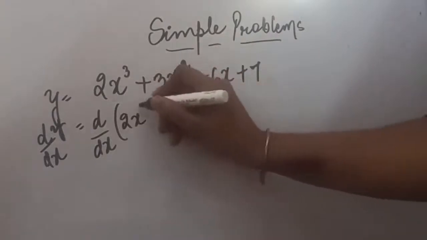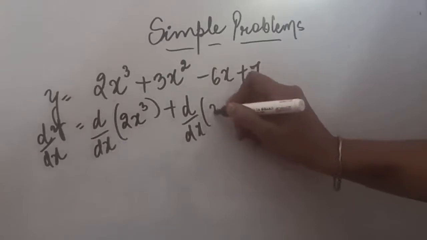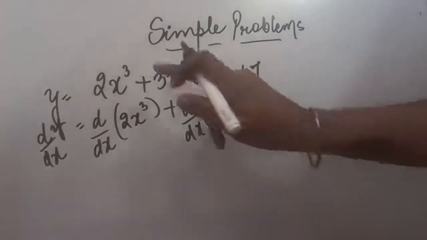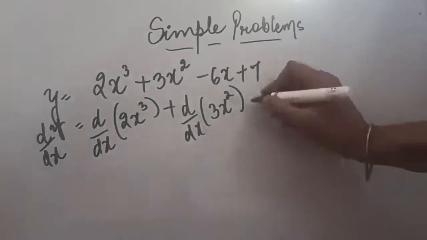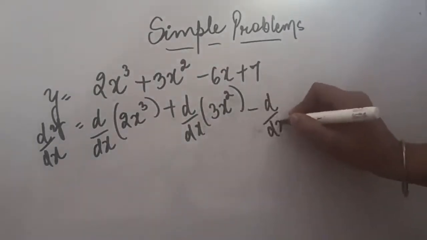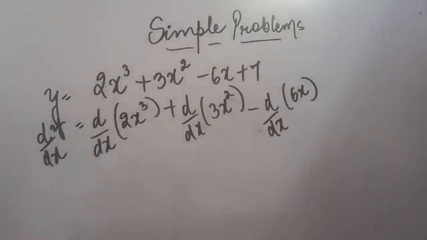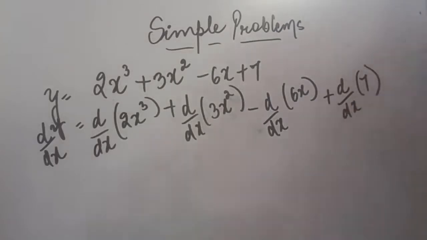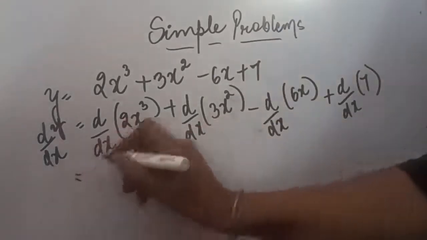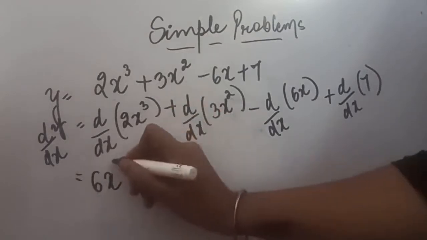When plus and minus signs are there, we take the individual derivative of the terms. So this is how we have to write: derivative of the first term plus derivative of the second term, minus d upon dx, that is the derivative of the third term, and this minus sign has been put over here, plus the derivative of the last term, that is 7. So applying the simple rules of derivative, as I have told you, the power comes in the front, so it becomes 6x and the power is reduced by 1.